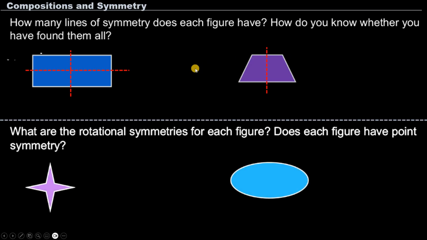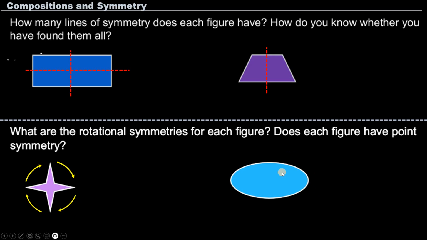The next one says, what are the rotational symmetries for the figures that are shown, and do they have point symmetry? So if we look at this star, we're able to rotate that star 4 times around before we go back. And each time that we rotate it, we get the exact same shape, almost as if we haven't rotated it at all. So the star has point symmetry, or has a rotational symmetry, and specifically we can spin it 4 times.